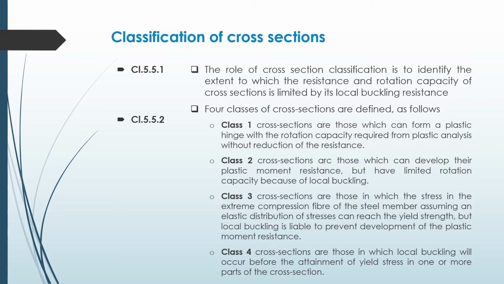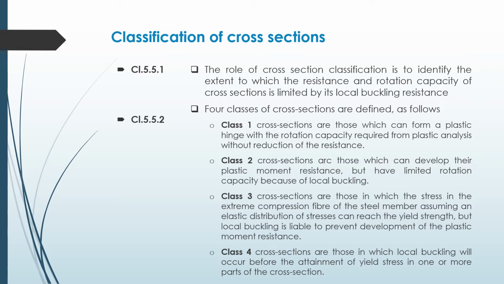Clause 5.5.2 of the code identifies 4 classes of cross-sections based on the extent to which local buckling will affect the capacity of the beam section. Class 1 cross-sections are those which can form a plastic hinge with the rotation capacity required from plastic analysis without a reduction of the resistance. Class 2 cross-sections are those in which the plastic moment of resistance could be developed, but they have limited rotation capacity because of local buckling.